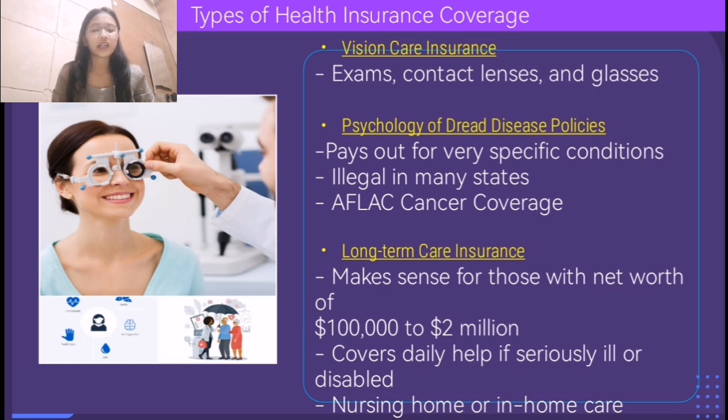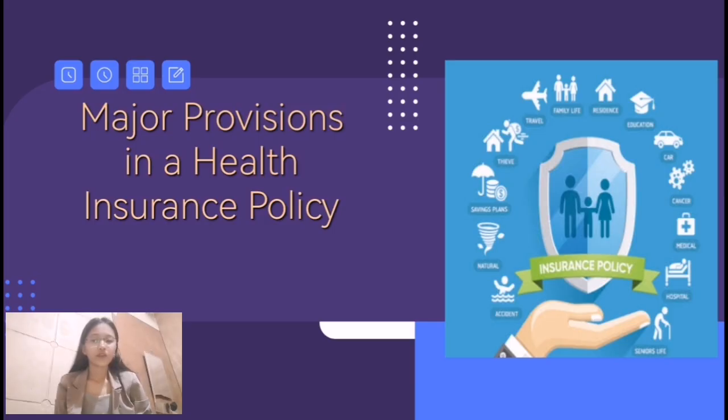So mostly the ones who purchase this insurance are old people, because they are the ones who need more medical care. But long-term care insurance has high coverage, so this is best for individuals who have high net worth. So next are the major provisions in the health insurance policy.